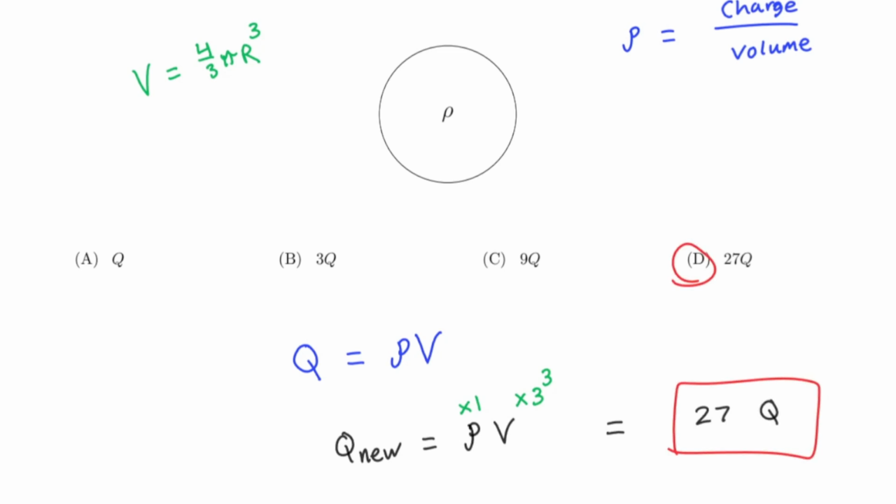So again, the key to this problem is realizing it's volume charge density. There's other variants where it's a sigma. That would be a surface charge density where you use area, and that's quadratic. Or if it's a line, linear charge density is linear. So here you had to recognize volume as cubic.